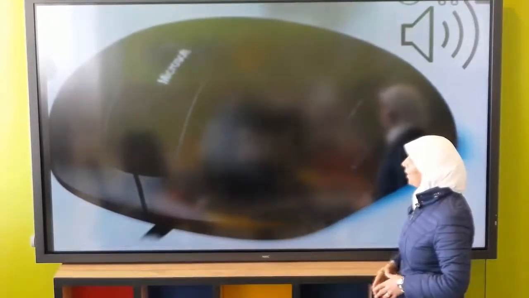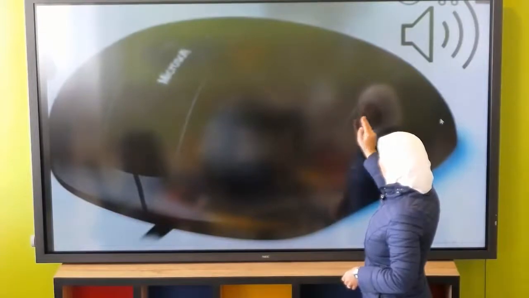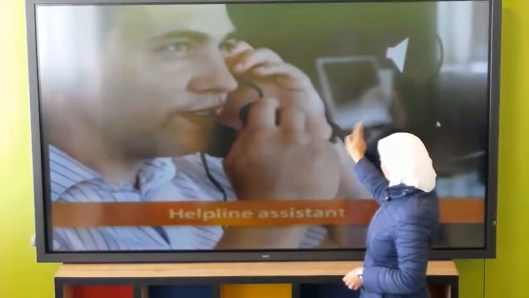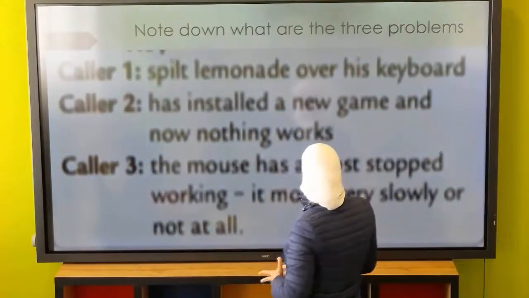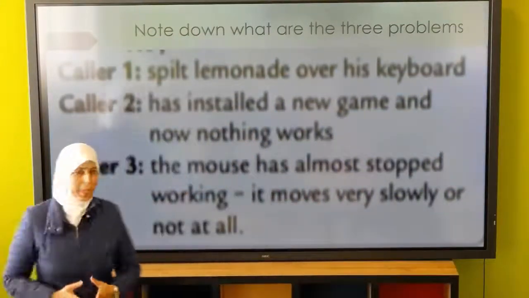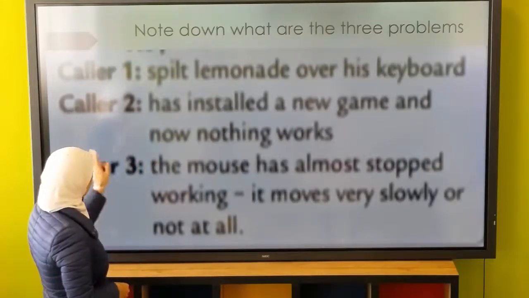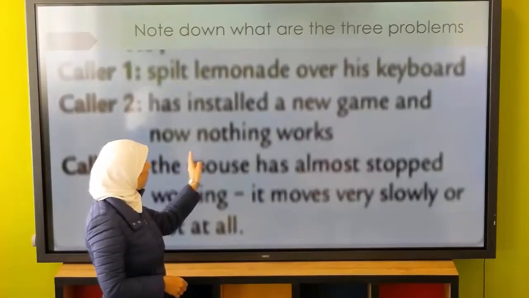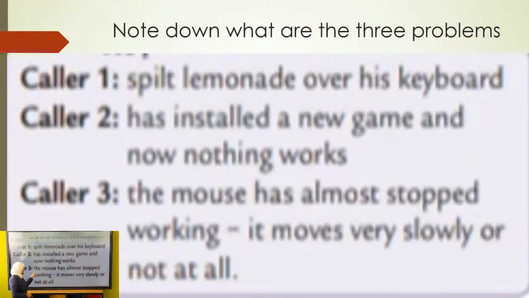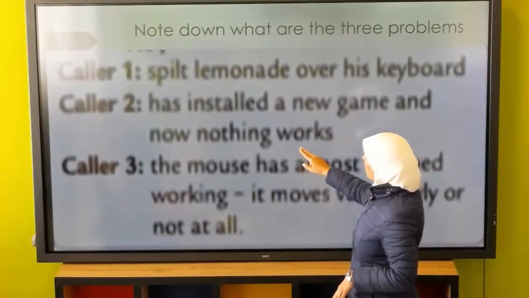It's just that. Okay, excellent one. Now, note down what the three problems are. The first caller spilled lemonade over his keyboard. The second one has installed a new game and then nothing works. The third one, the mouse has almost stopped working. It moves very slowly or it doesn't move at all. These are the notes about the three problems.